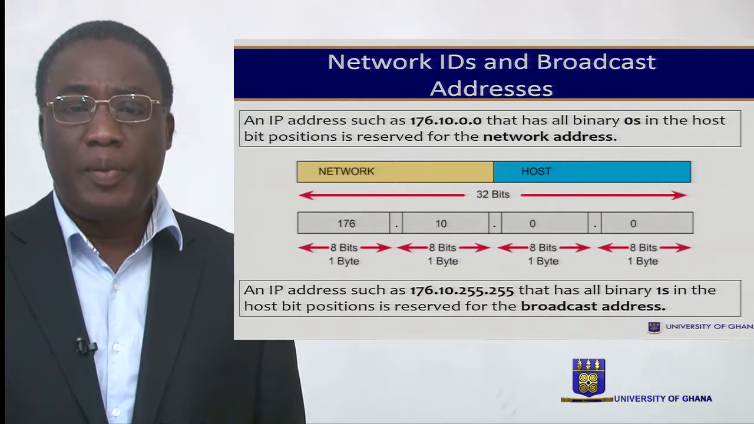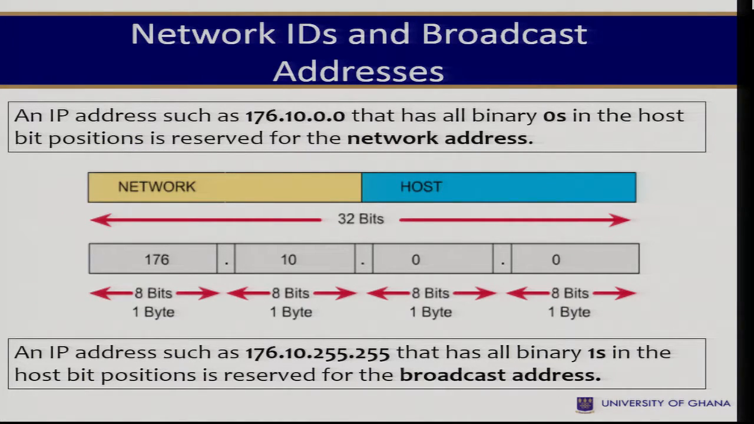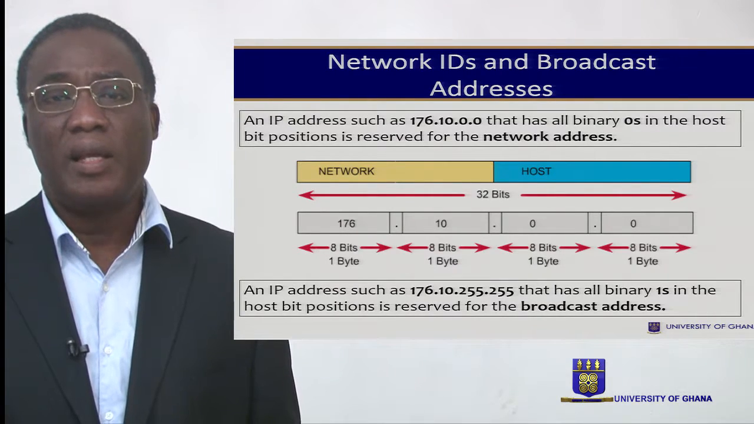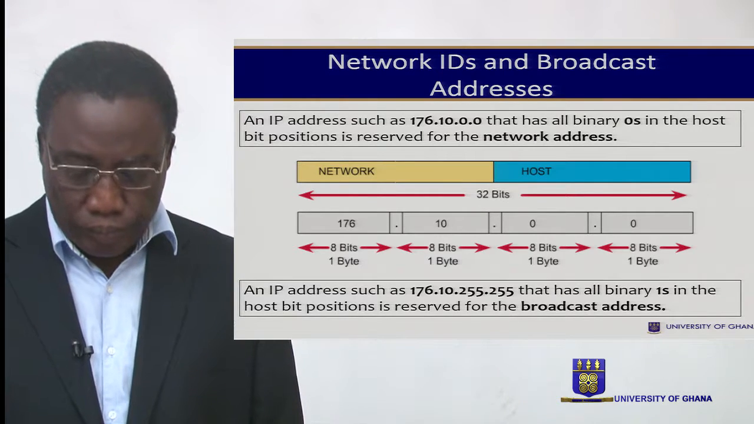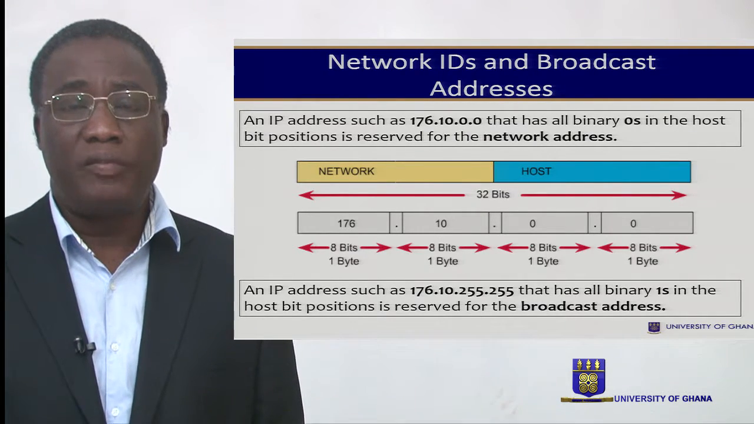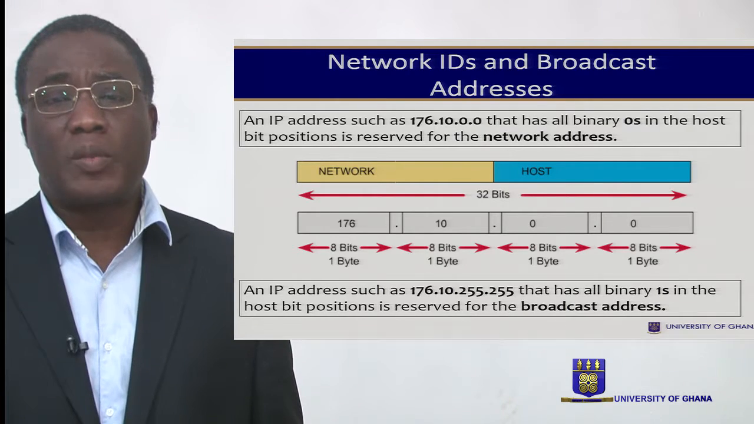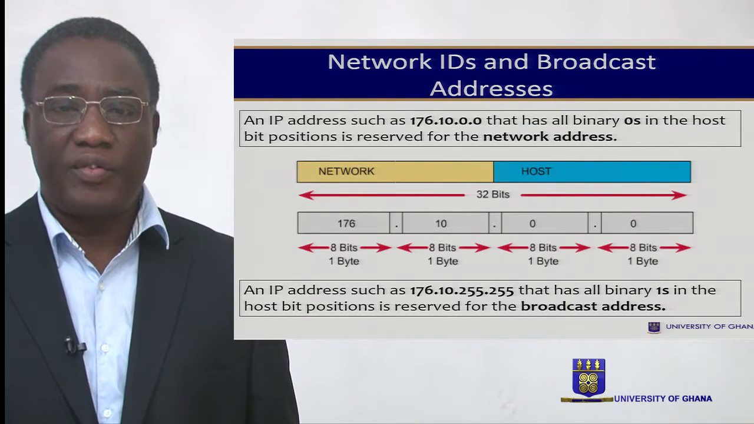Now, an IP address such as 176.10.255.255 has all binary ones in the host portion, which means that it's a broadcast address. So if you have all ones in the host section, it simply tells you that that's a broadcast address. And if you need to broadcast, this is the address you need to use. And if you have all zeros in the host part, it tells you that that is a network address.